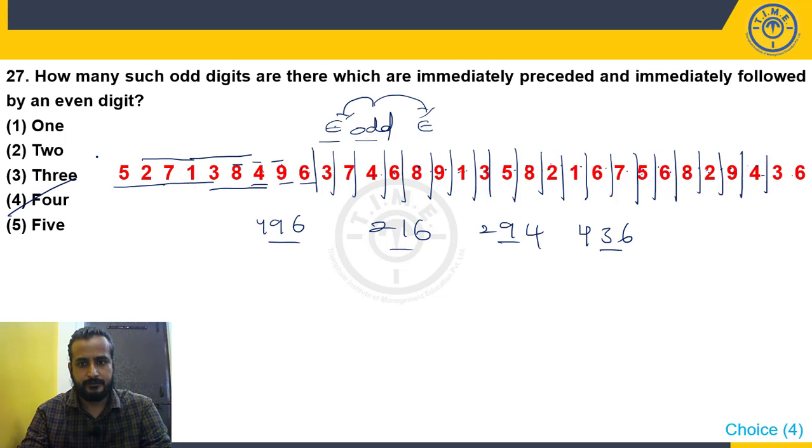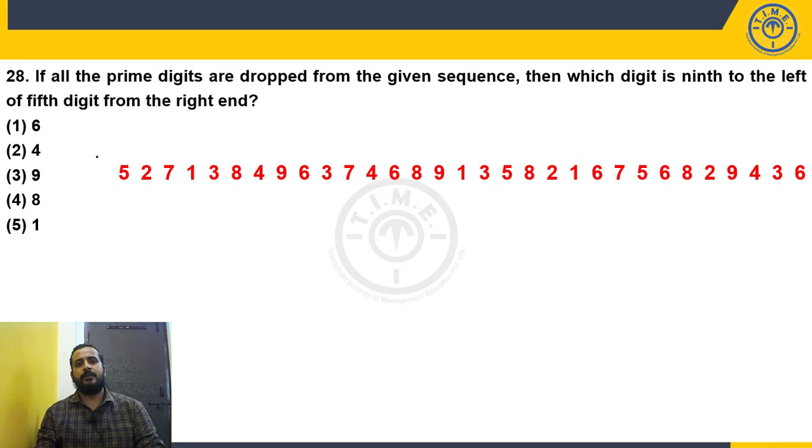Fine. It's like a speed test. If all the prime digits are dropped from the given sequence, which digit is 9th to the left of the 5th digit from the right hand?